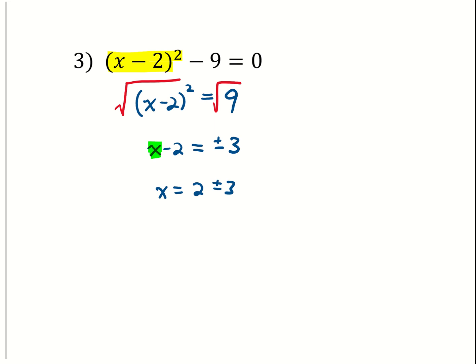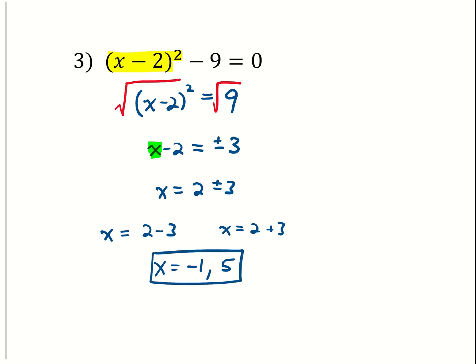Now, in this case, we have like terms, so we're going to go ahead and combine them. These are 2 different answers. One of them is 2 minus 3, and the other is 2 plus 3. So 2 minus 3 is negative 1. 2 plus 3 is 5. That becomes our 2 answers.